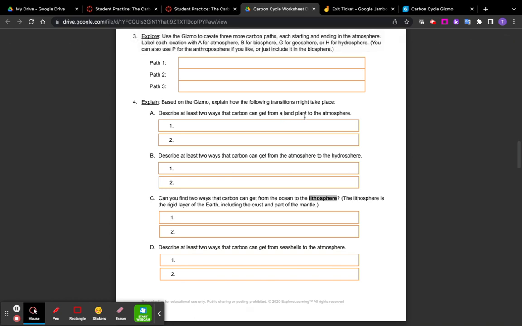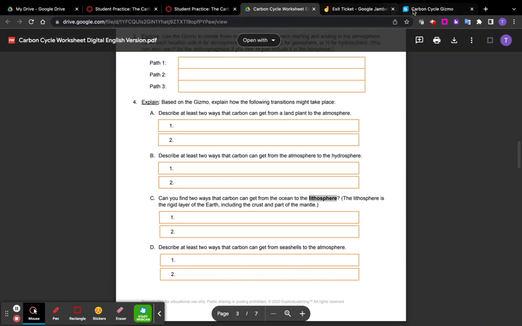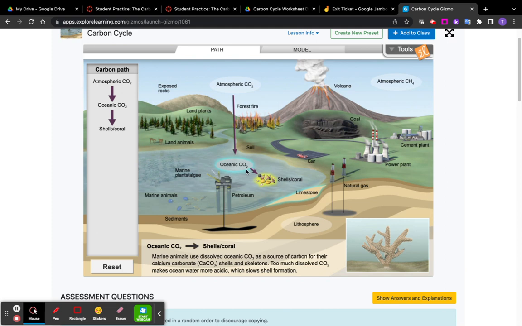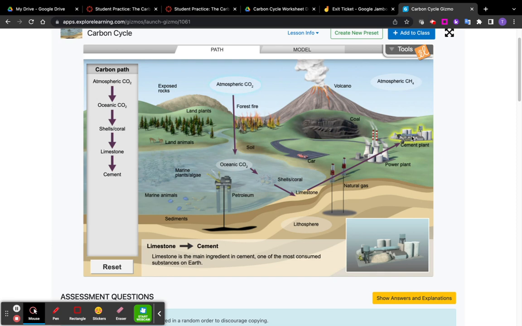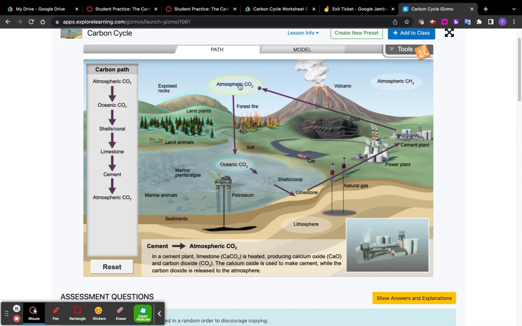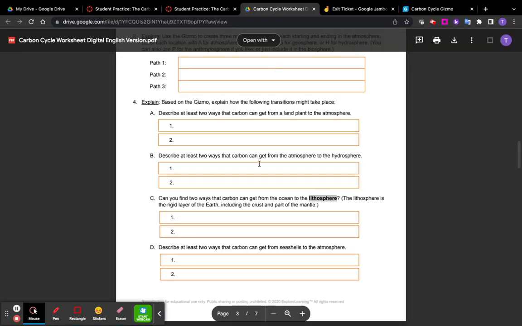Describe at least 2 ways carbon gets from land to the atmosphere. So you're going to have to click around a lot. We're not in the land yet, so I want to try to get us in the land. There we go, limestone. That's in the land. They want to know a couple different ways you can get from the land into the atmosphere. So check it out. Limestone can be used by a cement plant, which can then burn up some fuel and release it back to the atmosphere. So you're going to summarize how it got from the limestone back to the atmosphere for these parts.